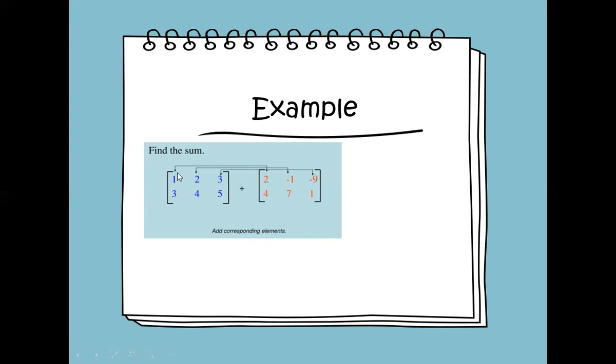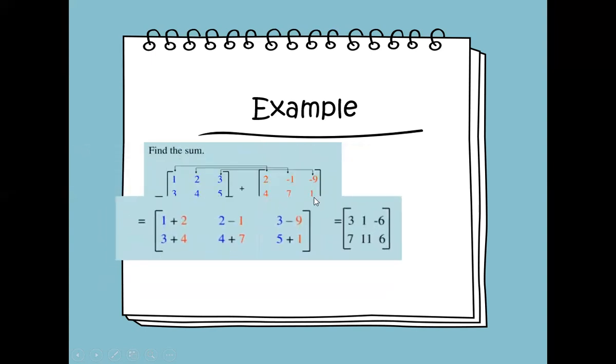So we need to take each element with the corresponding element of it. So 1 plus 2. 2 plus -1, plus with negative will be equals to negative. 3 plus -9, plus and minus will be equals to negative. 3 plus 4, 4 plus 7, and 5 plus 1.